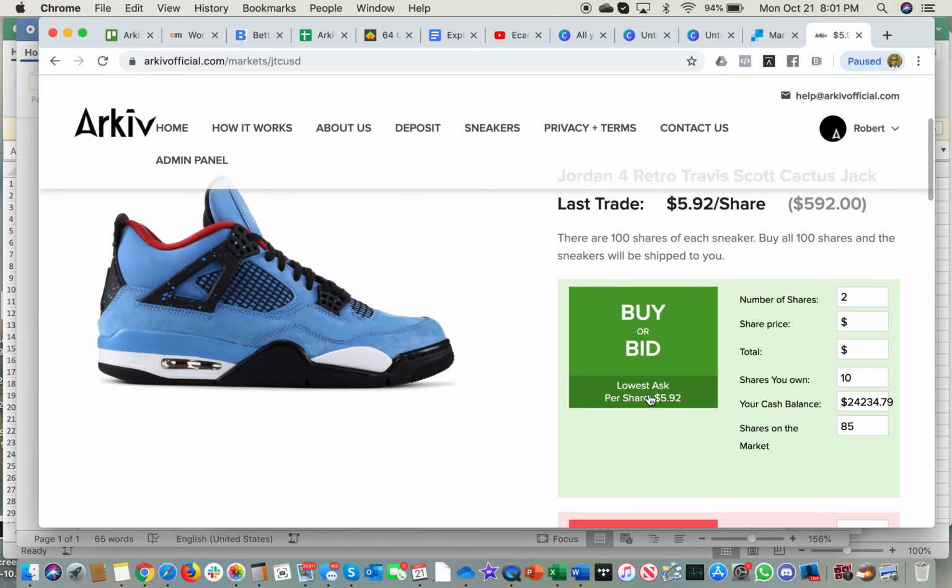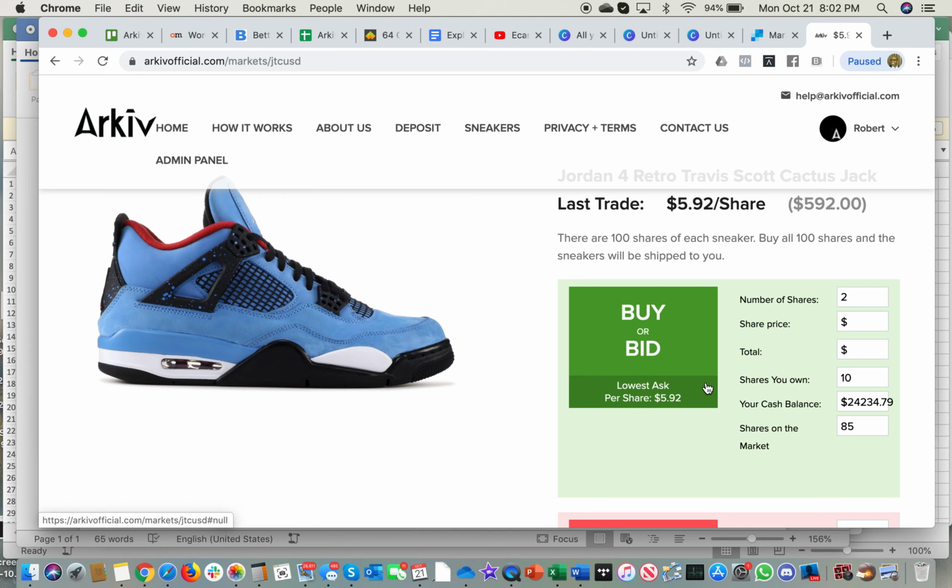And you could see right here, the lowest ask. That means of everyone out there who owns shares of this sneaker, the person who's selling their shares for the least is $5.92. You don't know how many shares they're selling though, but you can test the market. So this just lets you know, if you want to buy the shares outright right now, you have to bid at least $5.92, and you'll get as many shares as this person has up for sale. But we're going to bid beneath that. You don't have to bid 592.